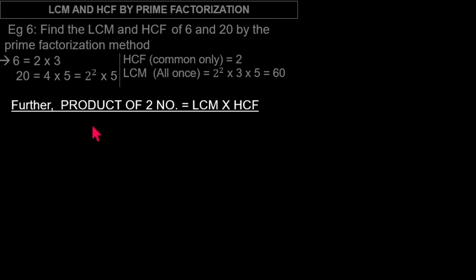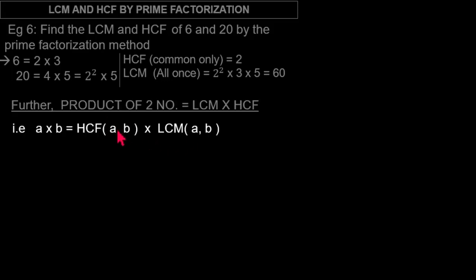Further, the addition to the knowledge is that the product of two numbers is equal to the product of their LCM and HCF. Okay, you have to remember this formula or concept. Say the two numbers are A and B. So A into B will be equal to HCF of these two numbers A and B into LCM of these two numbers A and B. Okay, you may apply it here and you will find that it is true.